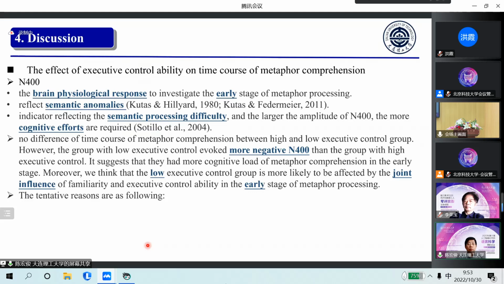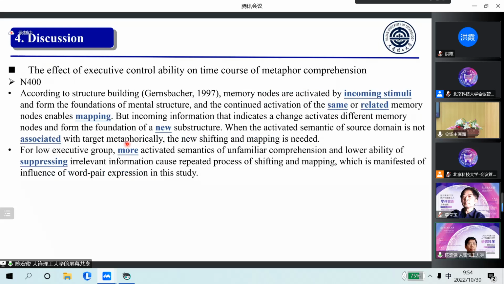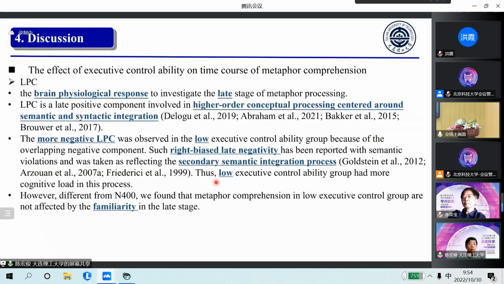Yeah, and then this is the discussion. We first discuss the time course of metaphor comprehension. We see the time course actually has no difference, especially at the early stage. So we analyze in accordance with the predication model, the structure building model and other theories. We see that the time course is similar for high and low, and familiarity really doesn't play very much role.